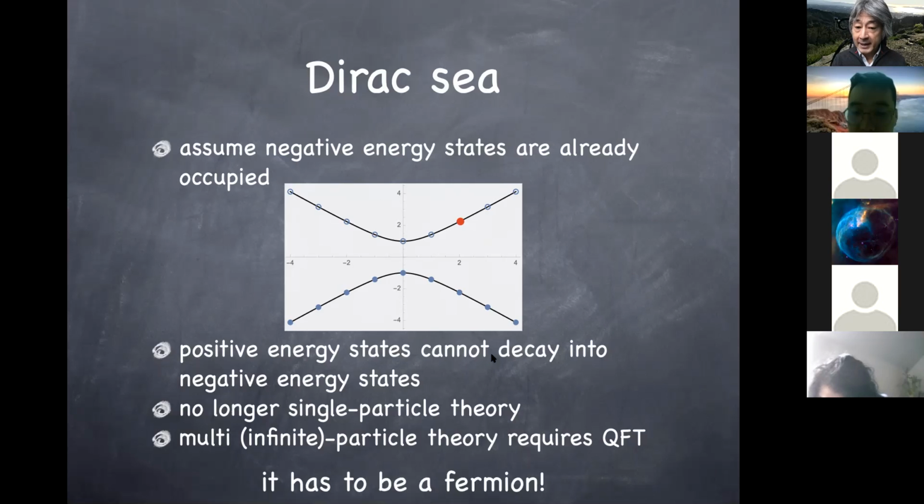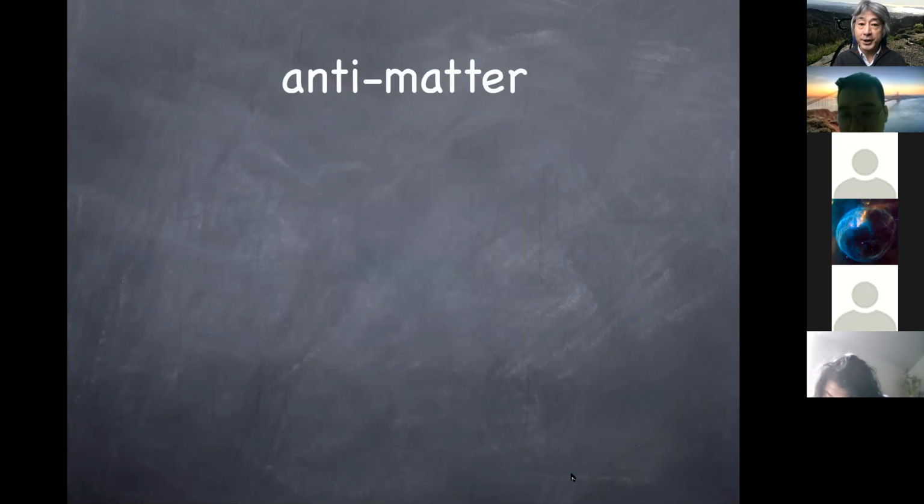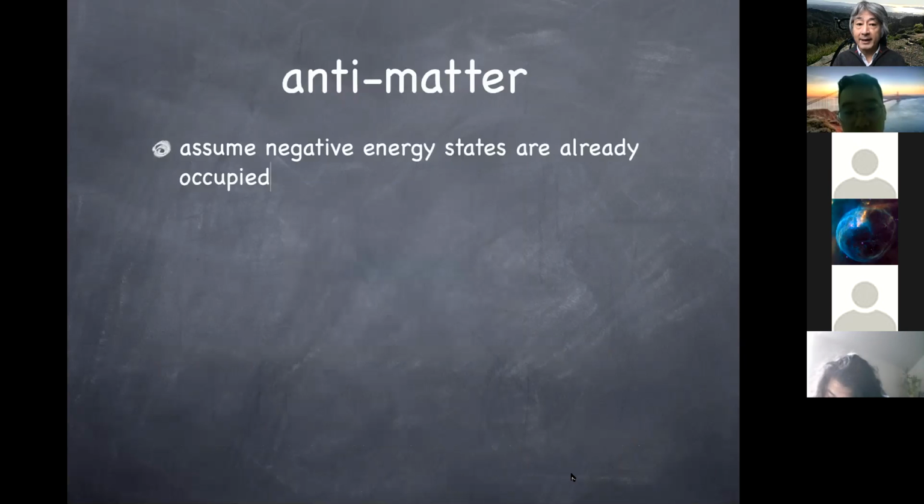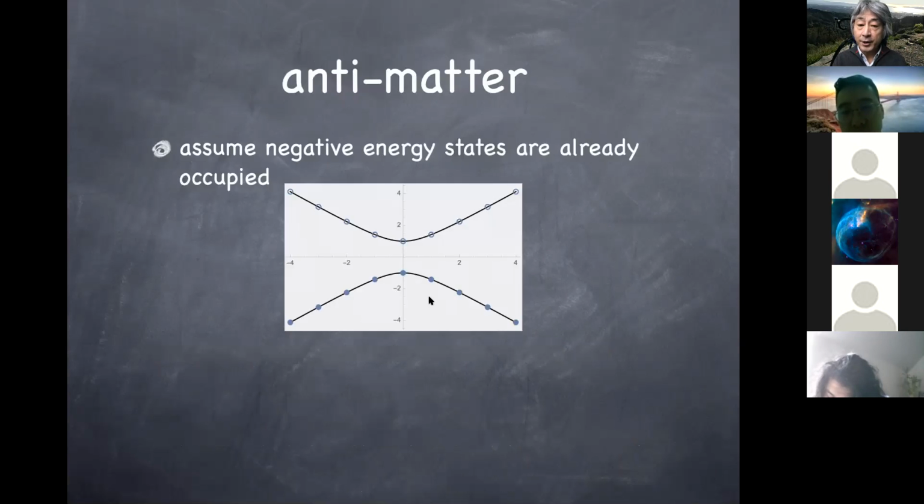In particular, it has to be a quantum field theory of a fermion, because you do need the Pauli exclusion principle, or Fermi-Dirac principle. So that's the argument Dirac came up with in the end. And let me just flash one slide to conclude the discussion. So once you actually take that discussion seriously, then you can talk about a hole.